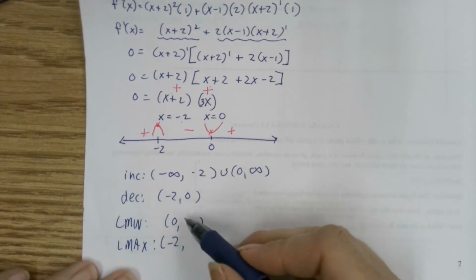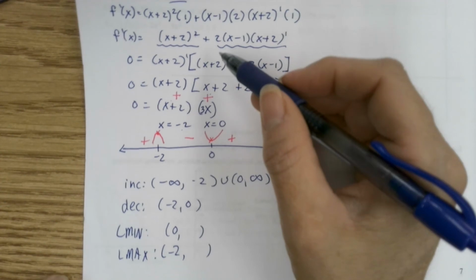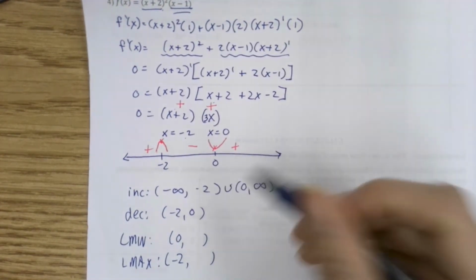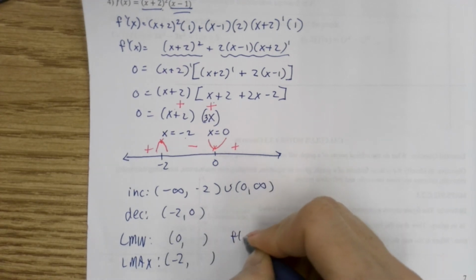So I do need to find the corresponding y values, and I'm substituting those back into my original function way up here. So if I am substituting a 0, I'm going to come right up to the side here.